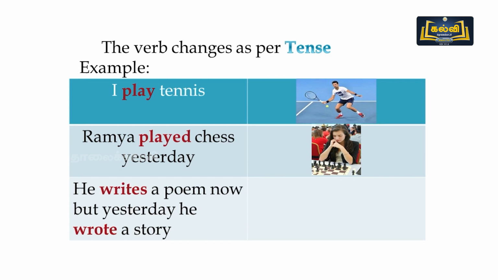See carefully. I play tennis. This is the example sentence. Here the verb play is in present tense. In the second sentence, Ramya played chess yesterday. Here, the verb played is in past tense. Like the same, we will see one more example. He writes a poem now, but yesterday he wrote a story.